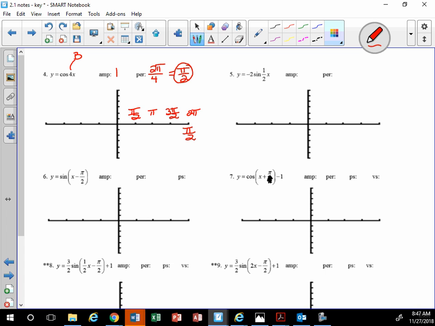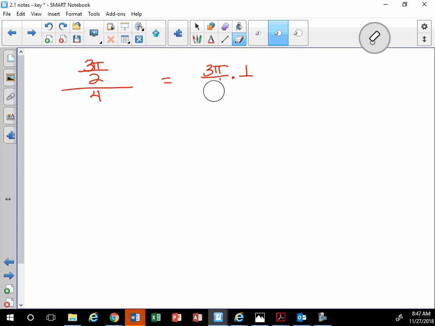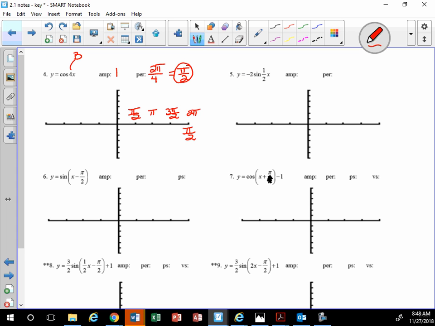So 3 pi over 2 divided by 4, I want to make sure you understand what that means. I'm going to divide that by 4. That is the same as 3 pi over 2 times 1 over 4. You guys realize that? The 4 is just 4 over 1. I can flip when I'm dividing by a fraction. So what is that going to become? 3 pi over 8, okay? So that's this label.